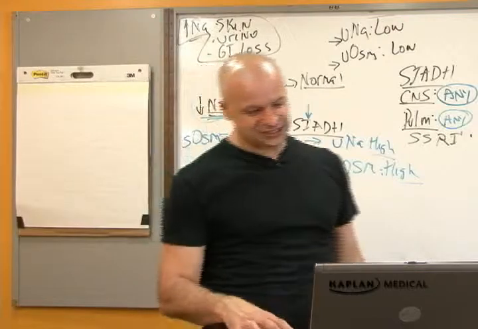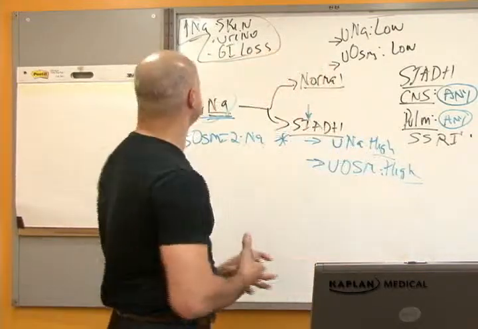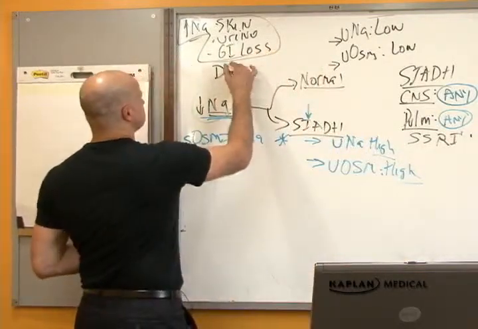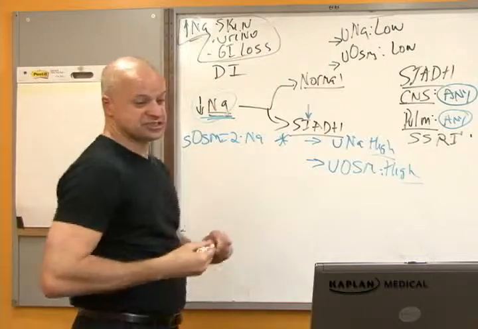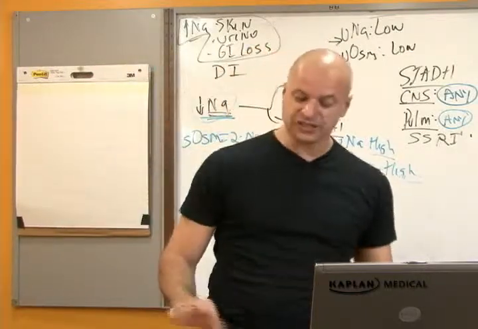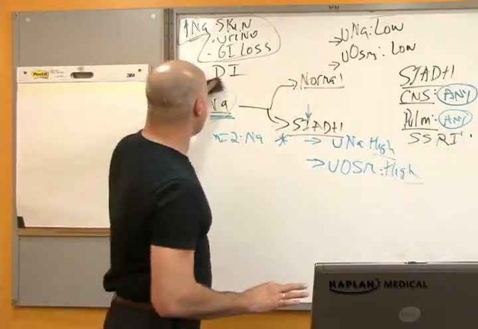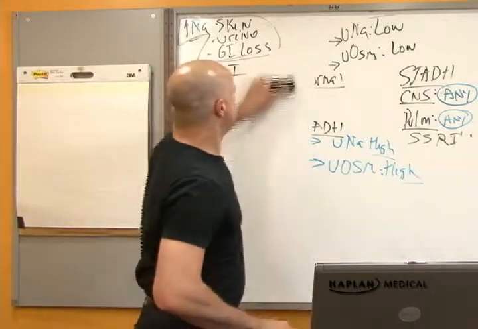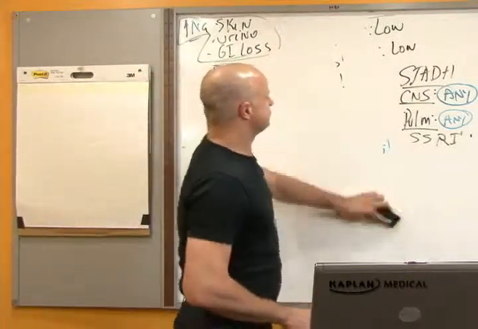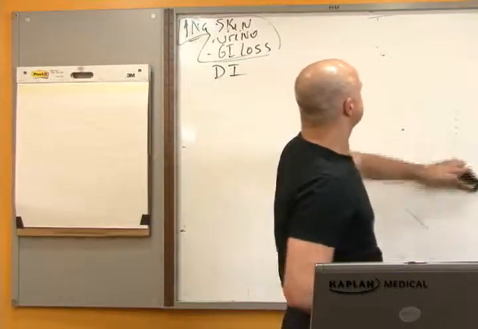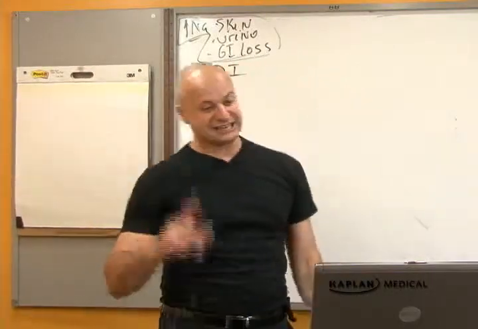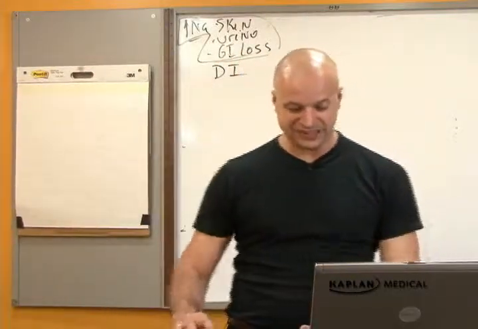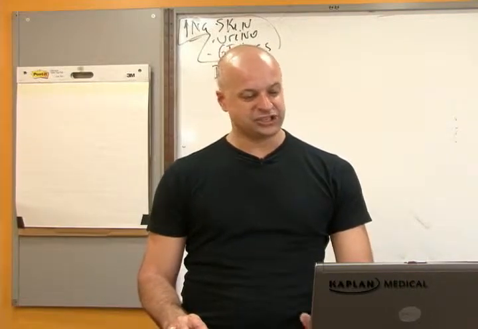Now, in addition to these is diabetes insipidus. Diabetes insipidus is exactly the opposite of SIADH, because you don't have enough ADH.